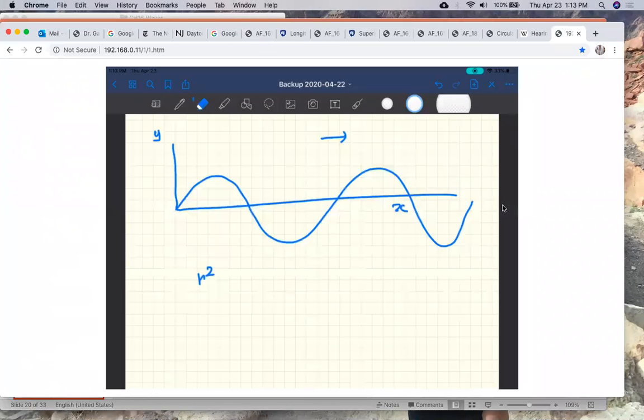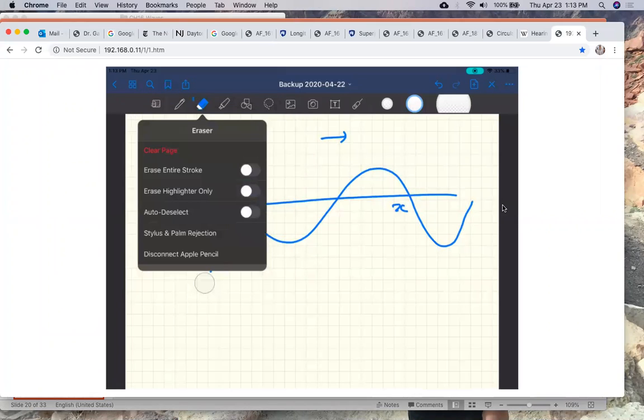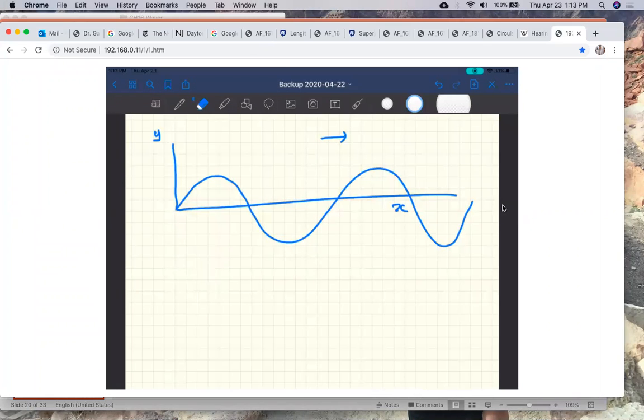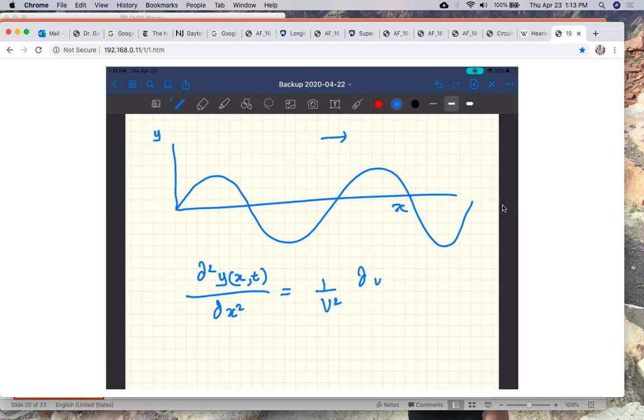So it's given by this differential equation. Del squared y, where y is a function of x and t, over del x squared is equal to 1 over v squared del squared y over del t squared. Okay. So the interesting thing about this differential equation is that it is a partial differential equation.